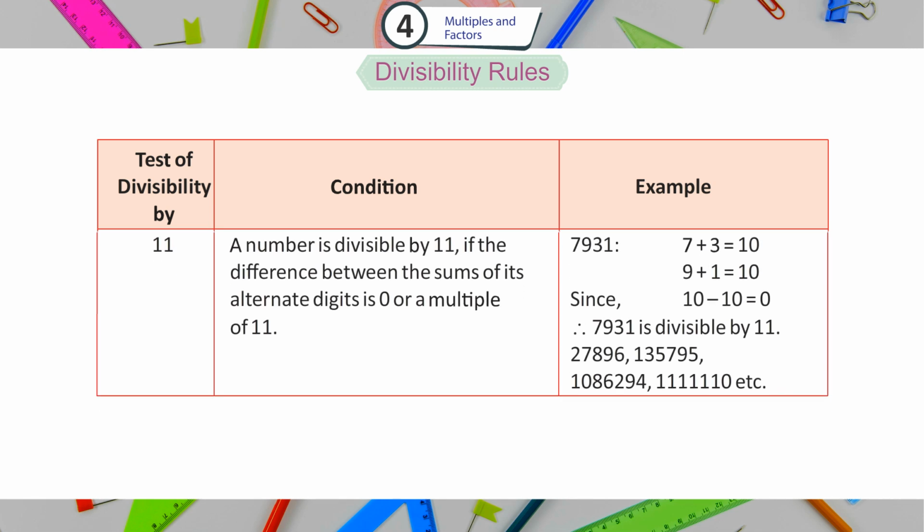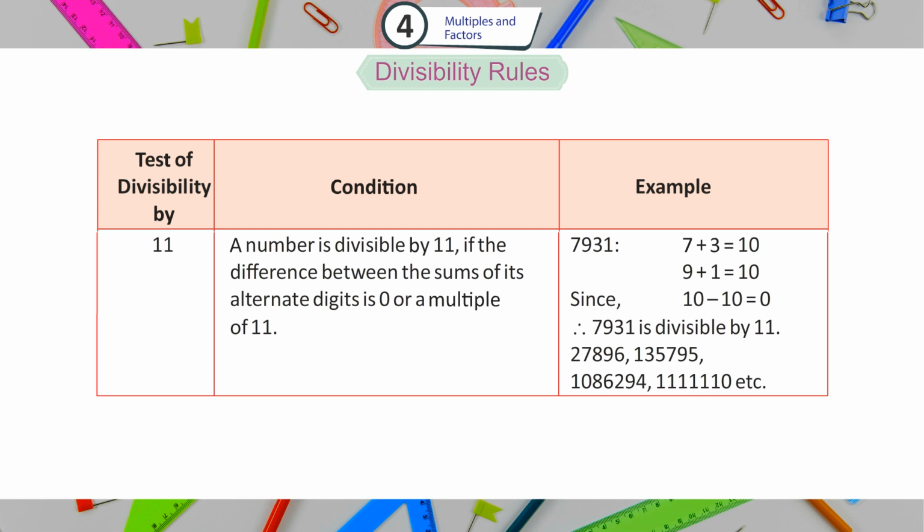11. A number is divisible by 11 if the difference between the sums of its alternate digits is 0 or a multiple of 11. 7,931. 7 plus 3 is equal to 10. 9 plus 1 is equal to 10. Since 10 minus 10 is equal to 0, therefore 7,931 is divisible by 11.